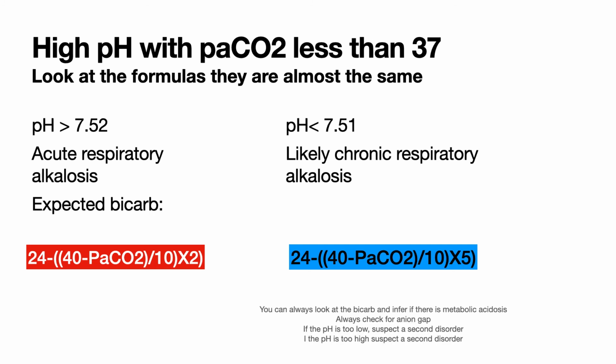You always, again, can look at if there is any metabolic acidosis. You can just use the metabolic acidosis pathway. And you can always check for anion gap. And if there is a pH that is too low, suspect that there is a second disorder. And if the pH is too high, suspect a second disorder. So here is where 2 comes, and here is where 5 comes. So 1, 3, 2, 5. Those are the numbers that you need to remember.